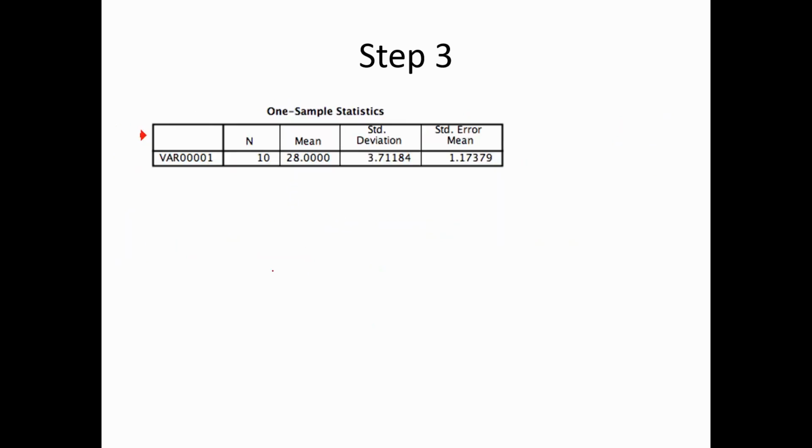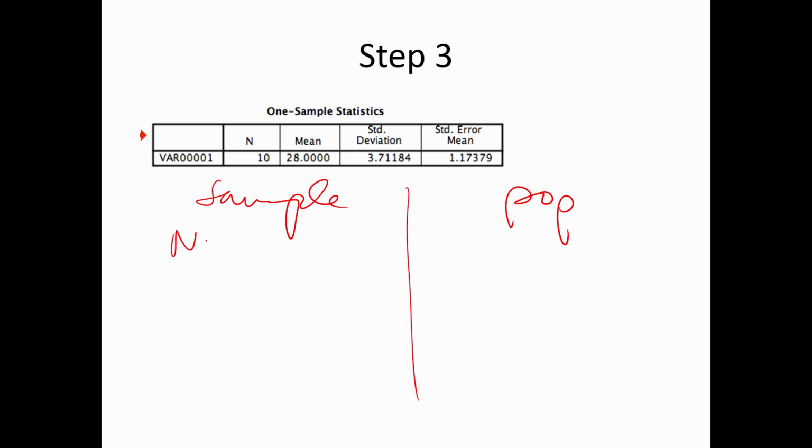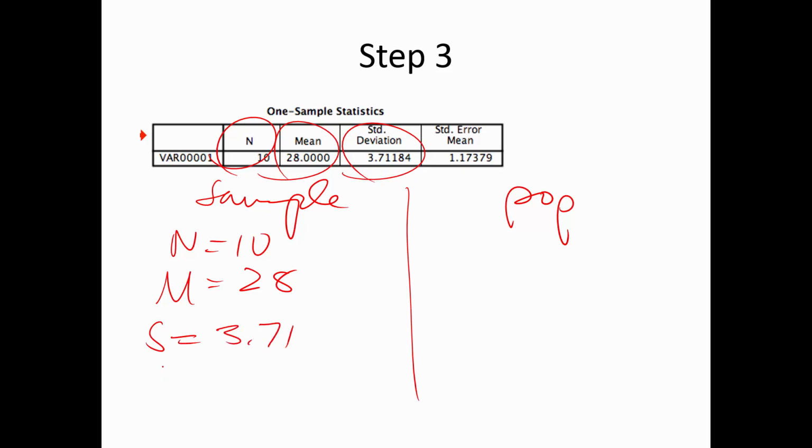Step 3. Like I said, I've already run this in SPSS, and this is the output I get. I wouldn't really rewrite this, but I wanted to show you how I stack the data. So the sample is 10 people. That's this first one here, N. The mean is 28 minutes, listed here under mean. Standard deviation is typically listed as SD or S, so 3.71. And standard error of the mean is 1.17.